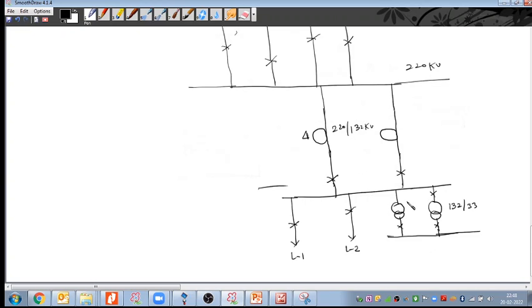So 132 kV, how many bays do we have? One bay here, right? That is 220 by 132 kV. Second bay of the 132 kV ICT bay is here. Two. Third bay is here. And fourth bay of the 132 kV ICT bay is here. So that is why it is coming 4 number. And this 33 kV bus.